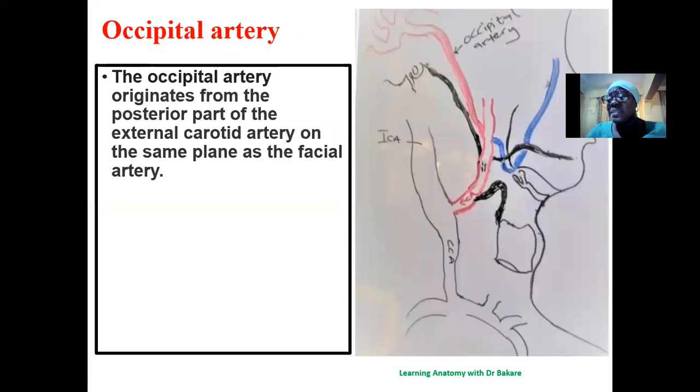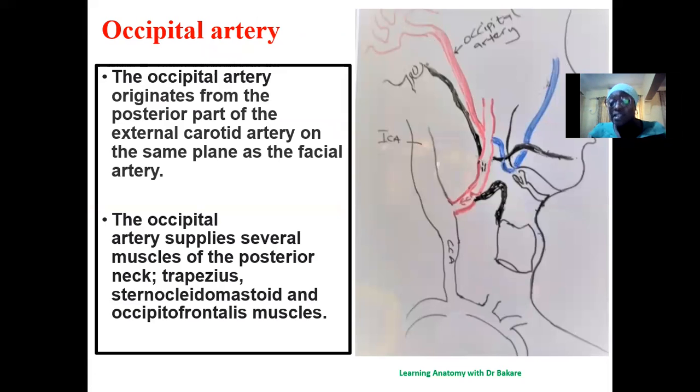Then we have the occipital artery. The occipital artery, from the name, we should know that it's from the back. So it originates from the posterior part of the external carotid artery, although its origin is around the same plane as the facial artery. This is the facial artery at the front, and this is the occipital artery at the back. And it runs upward to reach the occipital region. What it supplies are muscles around the posterior part of the neck, the trapezius. It also supplies the sternocleidomastoid muscle.